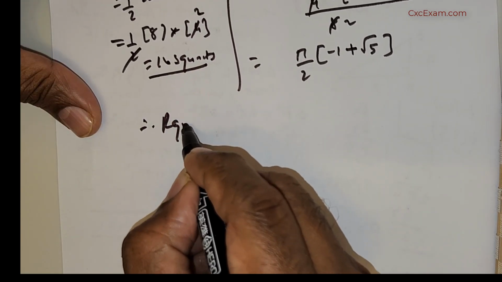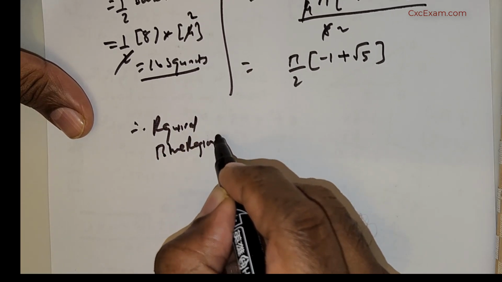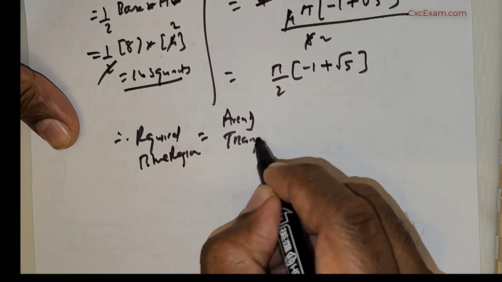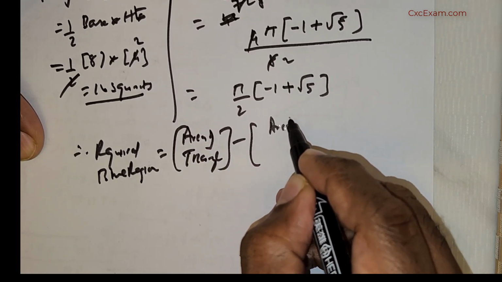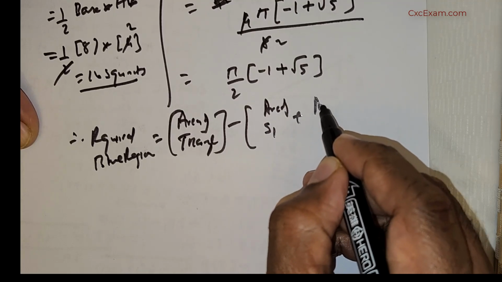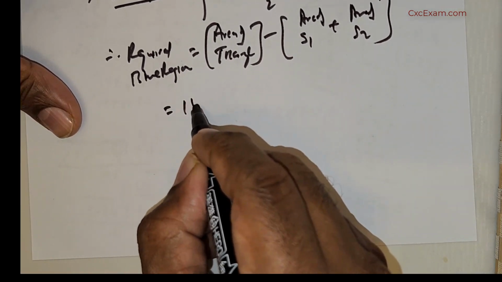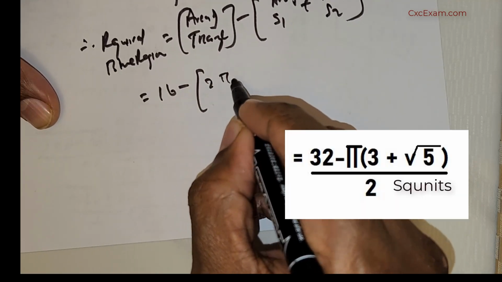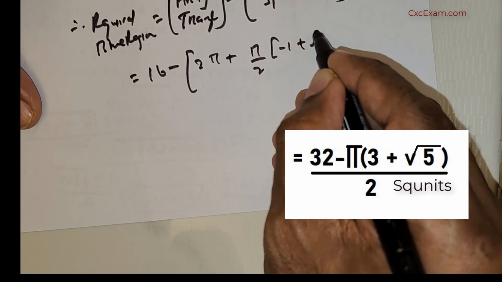So therefore the required blue region is equal to, from the area of the triangle, you take away the area of the two sectors, S1 and S2. So this is going to be 16 minus the first one, which is 2 pi, and we have to add this pi over 2 of negative 1 plus root 5.